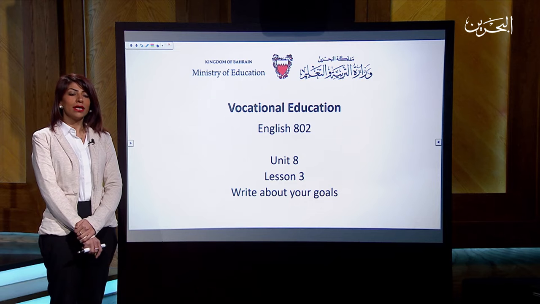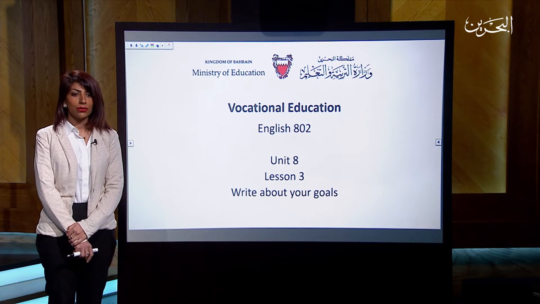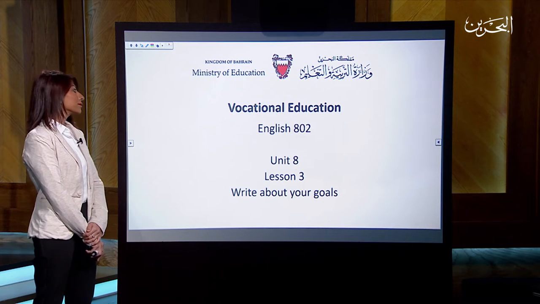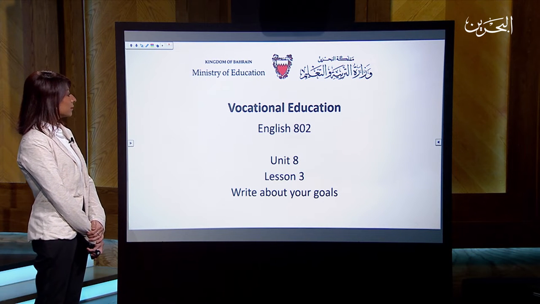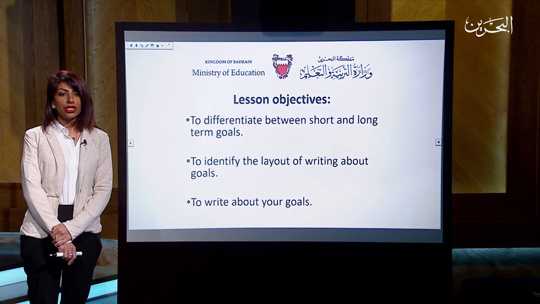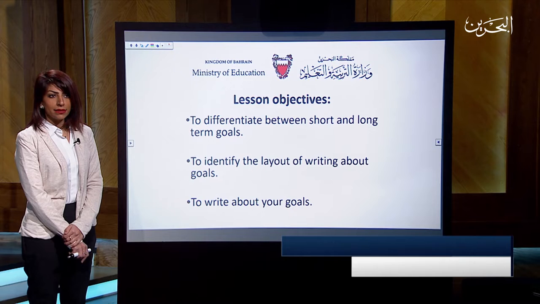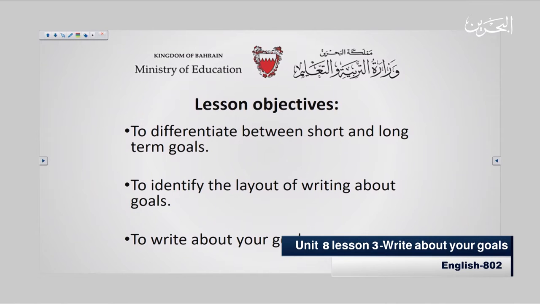Today we're going to start with Unit 8, Lesson 3, Writing About Your Goals. By the end of this lesson, we are going to achieve three main objectives. The first one is to differentiate between short and long-term goals. Number two, we will identify the layout of writing about goals. And finally, we will write about goals.